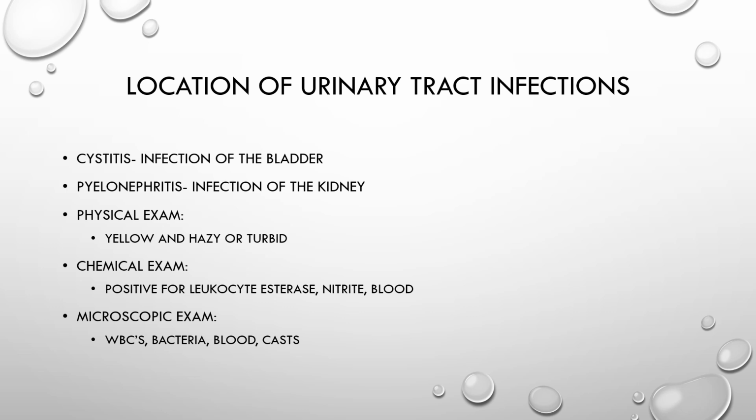Microscopically, if you have a patient that has a urinary tract infection, you're likely to see bacteria, white cells, maybe some blood, and possibly casts, which are basically a cylindrical item made in the nephron of the kidney that has kind of a protein matrix, and it's shaped like a cigar.